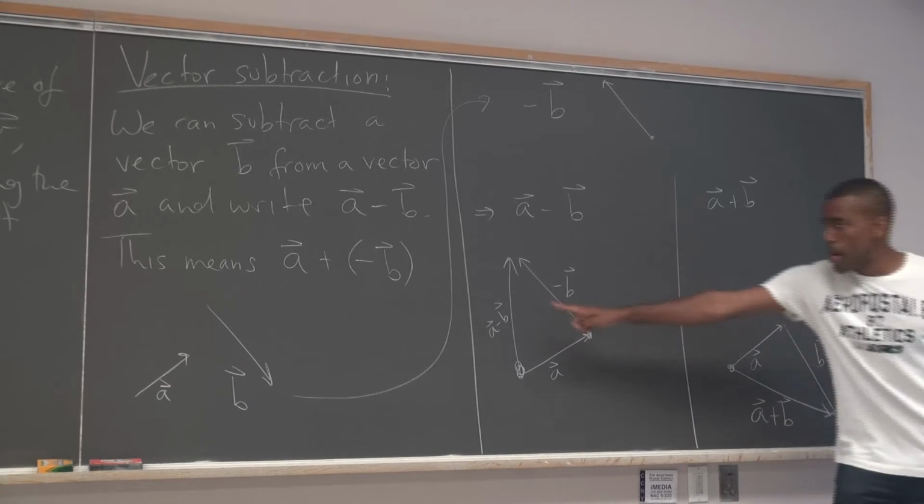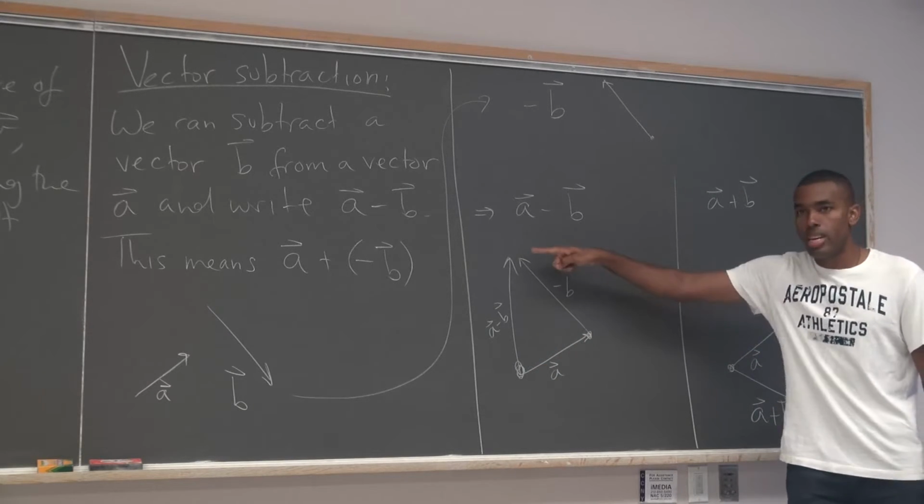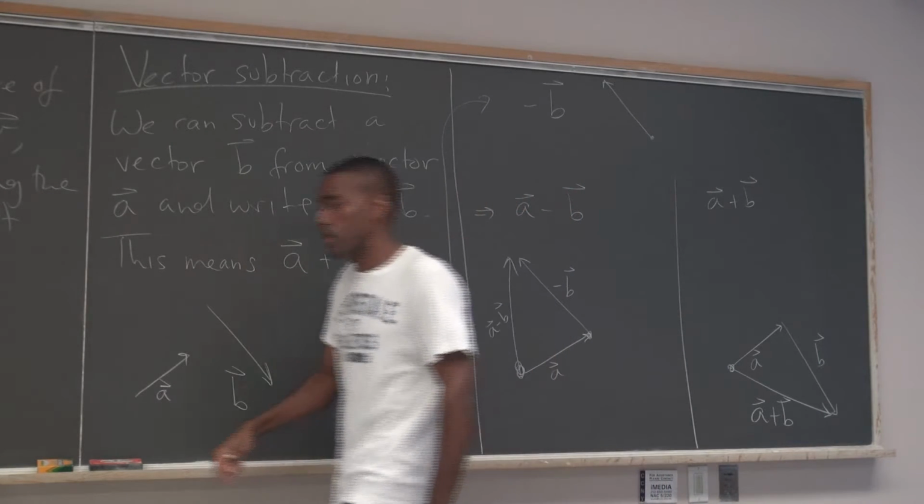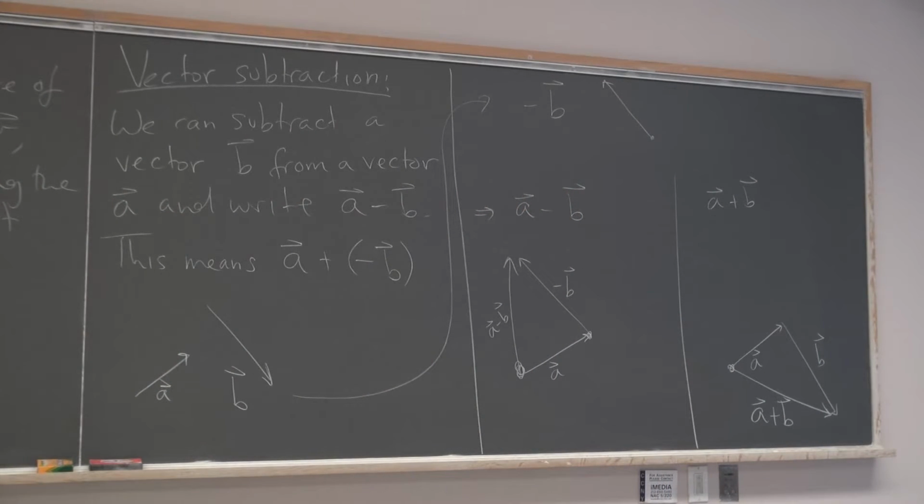You think of a minus b as a plus the negative of b. The negative of b is simply taking b and flipping it in the opposite direction. So that's what it means to subtract two vectors.